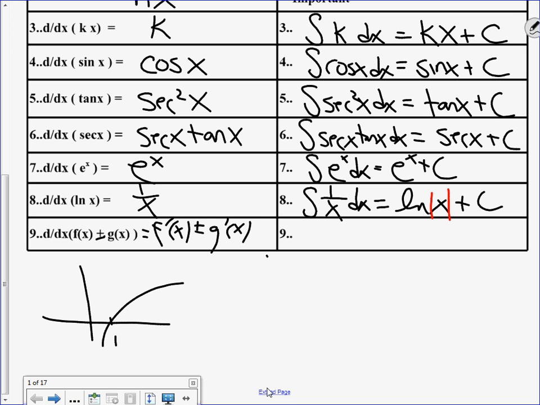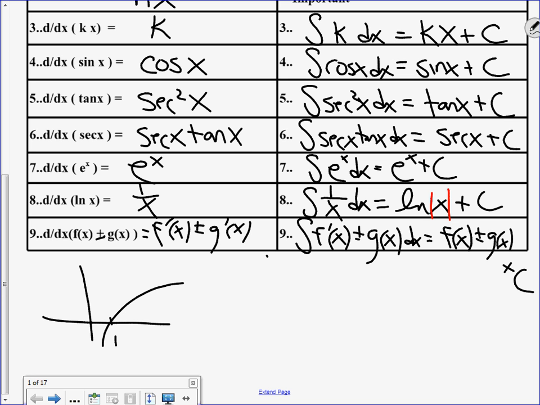Okay, we got one more. Well, we got to go up and get the top two. We said the derivative of f of x plus or minus g of x equals f prime of x plus or minus g prime of x. So the antiderivative of f of x plus or minus g of x equals the antiderivative of f of x plus or minus the antiderivative of g of x, plus c. So that's telling us when we go to integrate a sum or a difference, we're allowed to integrate each of them separately.